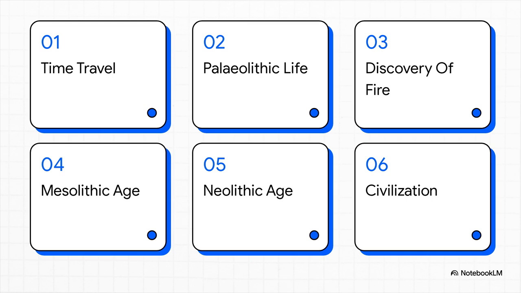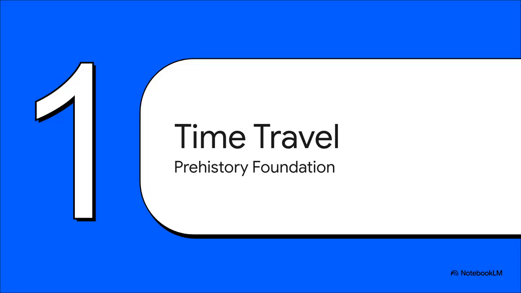Okay, let's dive into this. Here's our roadmap for this explainer. We're going to start with time travel to prehistory, then explore life in the Paleolithic, witness the discovery of fire, move through the Mesolithic, Middle Age, experience the Neolithic Revolution, and finally arrive at the dawn of civilization. Starting right off with Section 1, Time Travel to Prehistory, the Foundation of Humanity.